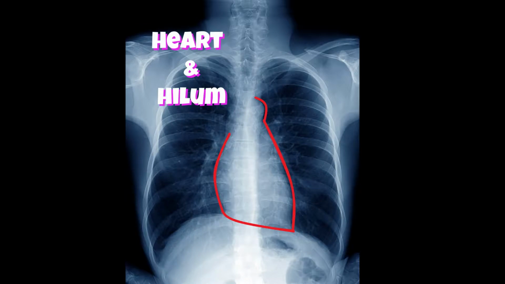The next structure to identify would be the heart itself, which sits in the middle of the thoracic cavity. On either side of the heart you can identify the hila, which are made up of the vascular structures in addition to the lymph nodes. Sometimes you might identify hypervascularity or enlarged lymph nodes within these regions.